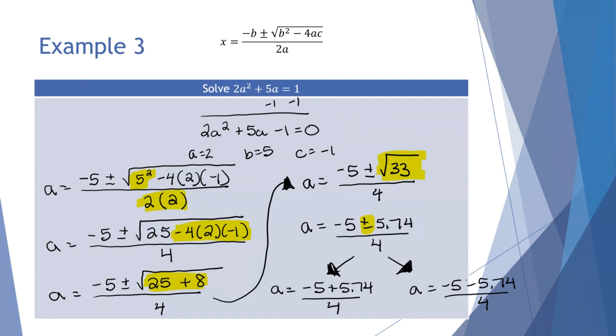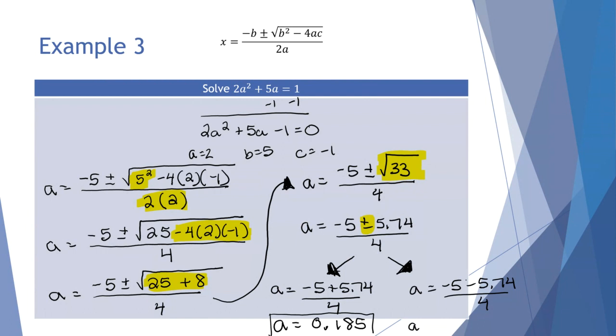Because I'm running out of room, I'm going to just do these in one step. You have to do the addition for the first equation first, hit enter, and then divide by 4. So I have -5 plus 5.74, enter. Then I divide that by 4, and we get A equals 0.185. This is an approximation. It's not an exact answer.